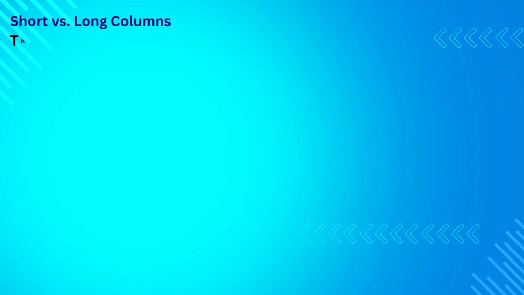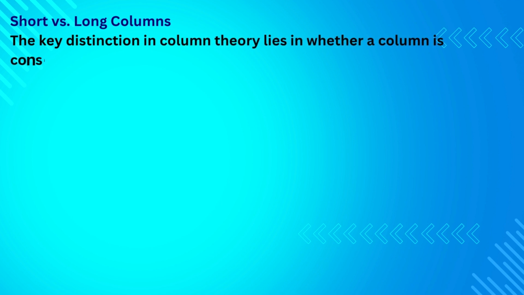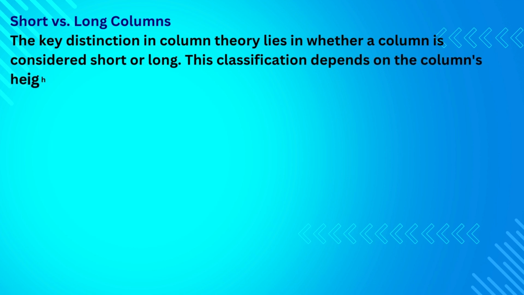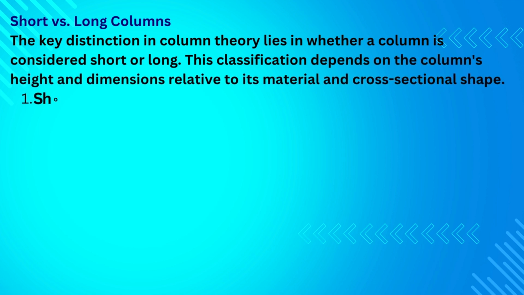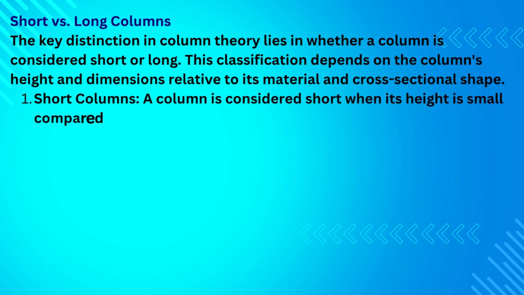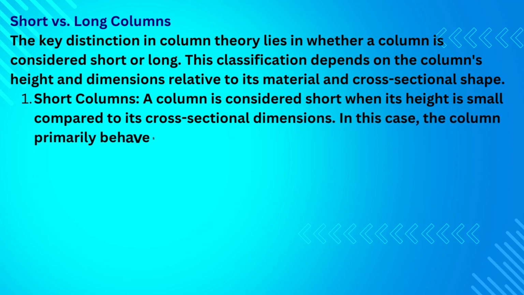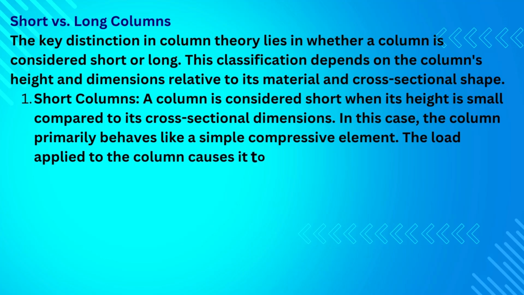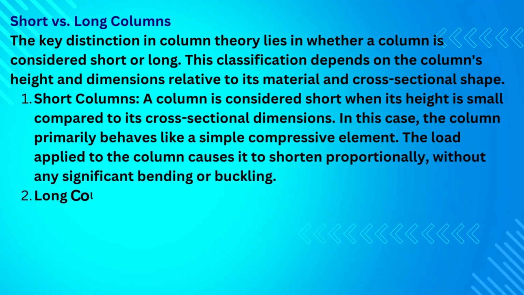Short versus long columns. The key distinction in column theory lies in whether a column is considered short or long. This classification depends on the column's height and dimensions relative to its material and cross-sectional shape. 1. Short columns. A column is considered short when its height is small compared to its cross-sectional dimensions. In this case, the column primarily behaves like a simple compressive element. The load applied to the column causes it to shorten proportionally, without any significant bending or buckling.